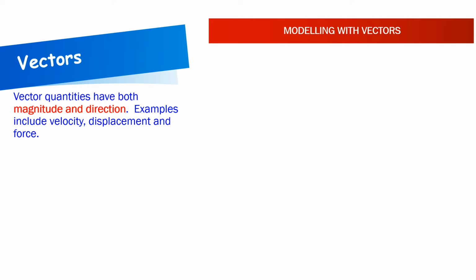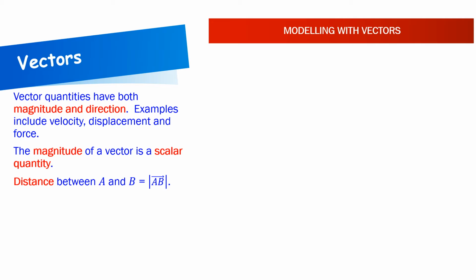Vector quantities have both magnitude and direction. Examples include velocity, displacement, and force. The magnitude of a vector is a scalar quantity, and the distance between a point A and a point B is represented as mod AB.